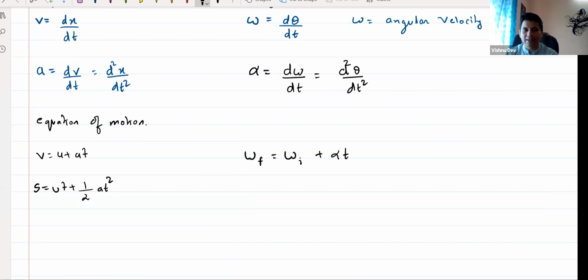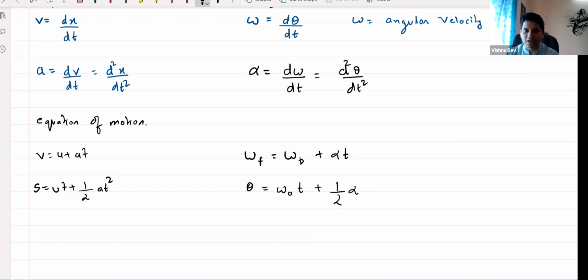So what do you think? S की जगह क्या है? Displacement, right? यहाँ पे क्या होना चाहिए? बताओ. Theta. Very good, right? Is equal to U की जगह क्या है? So I'll say it is omega naught, right? Omega naught. Correct. Into T plus half. Expression की जगह को क्या है?